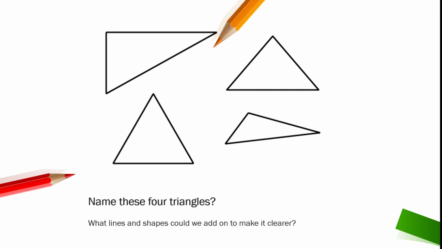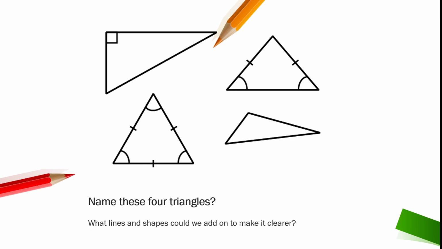So hopefully you've written these things down. These are the lines that you can add on, and then in the bottom left corner we have an equilateral triangle. On the bottom right we have a scalene triangle. On the top right we have an isosceles triangle. Fortunately I'm saying it today rather than Paul coming in and being annoying. And the top left corner we've got a right angled triangle.